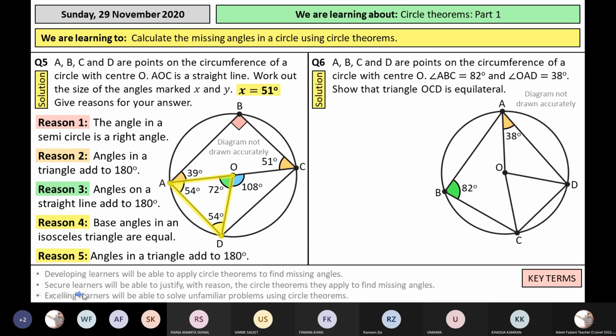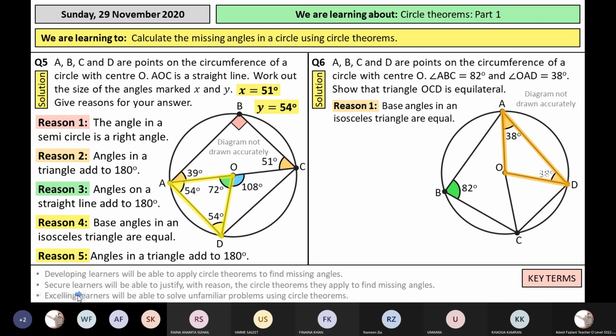Now proceed to question number 6. What is the answer of question number 6? It's not asking to find the answers. Actually, it is talking about the proof: show that the triangle OCD is an equilateral triangle. What is the reason behind it? If you look once again at the triangle where the radii are the same, and when the radii are the same, base angles in isosceles triangles are equal. Yes, this is the reason.